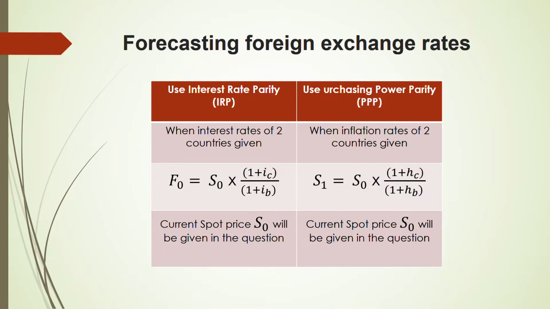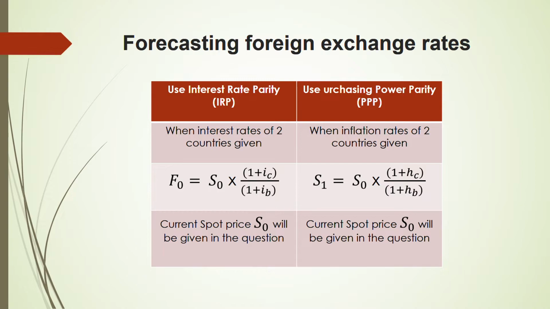So in a question, you will be given the inflation of two countries, or you might be given the interest rates of two countries. You should know which one to use to calculate the foreign exchange rate. Both of these will be given to you. For example, if you are given the interest rates of two countries, you have to use interest rate parity, IRP.